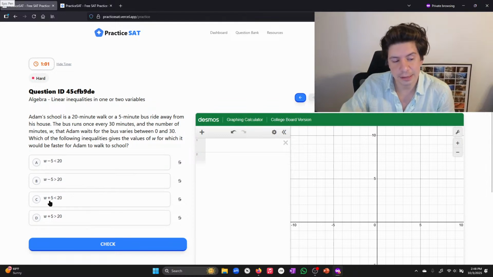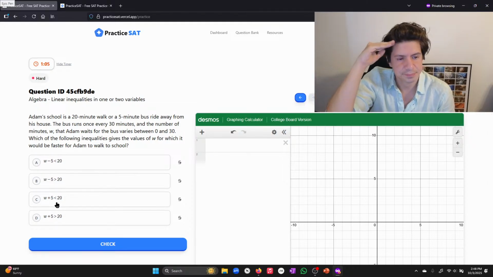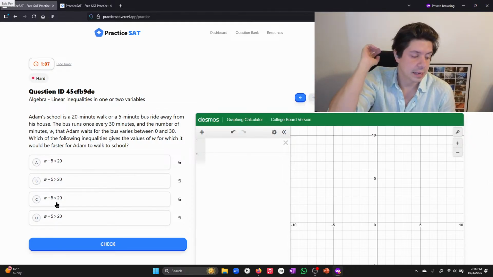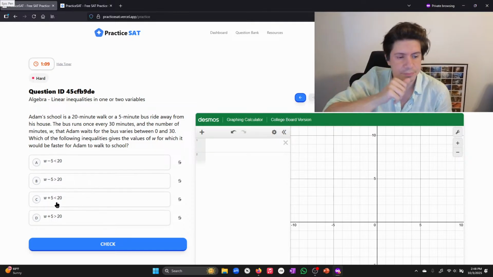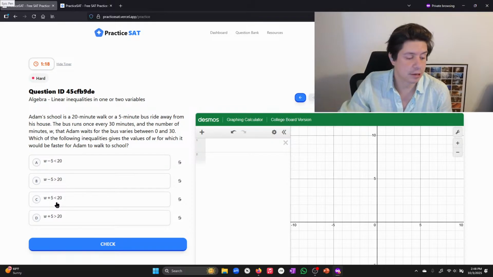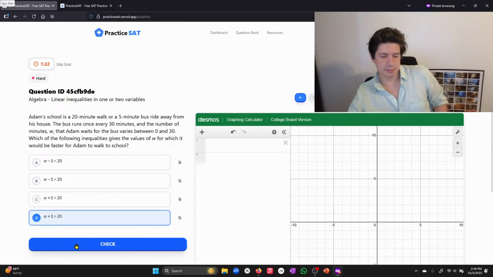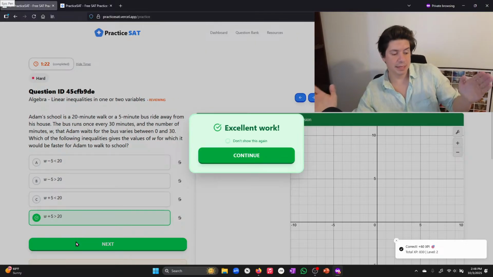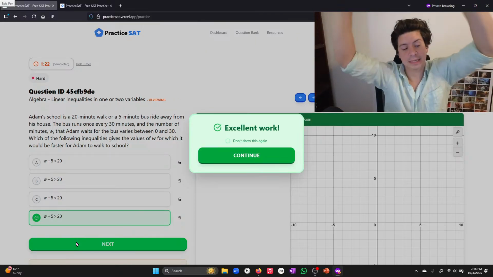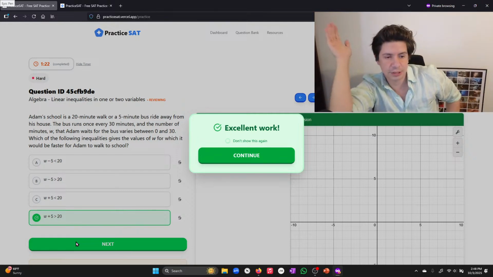So if your wait time plus the 5-minute bus ride is going to take you longer than 20, then that means walking is way faster. So that would be when W plus 5 is greater than 20, D. Okay? Because what we're saying in this situation is that it takes you longer to wait and take the 5-minute bus ride than it would take just to walk.